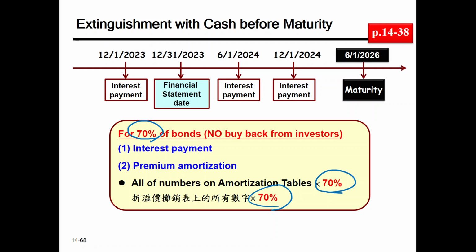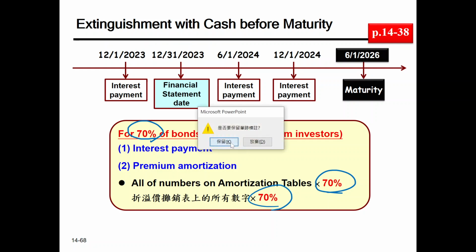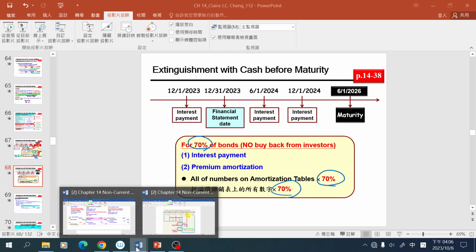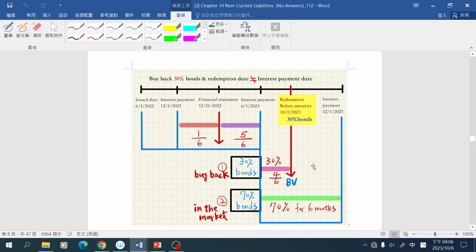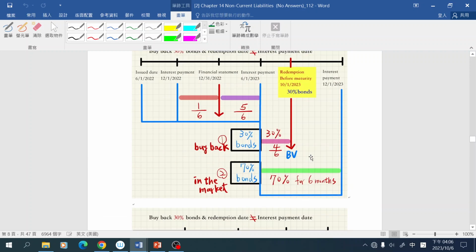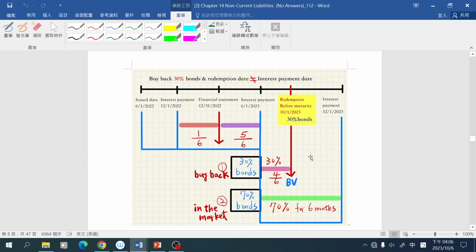Any questions for the concept? Before we finish today's class, let's look at this table in your notes. You will have a clear idea. Page 24. In your notes, page 24. So that's the whole structure, the whole picture we have.